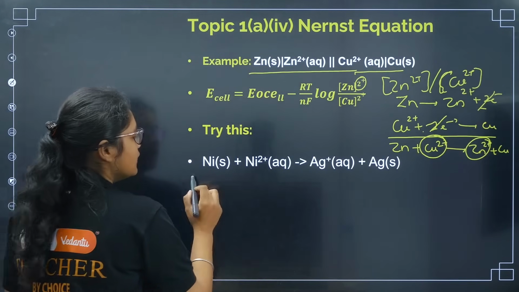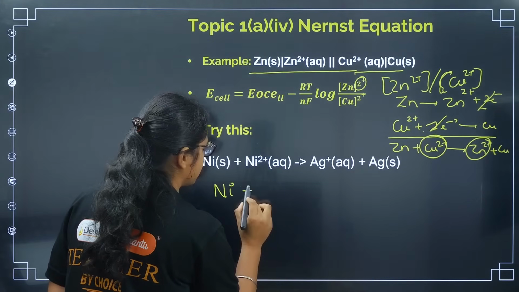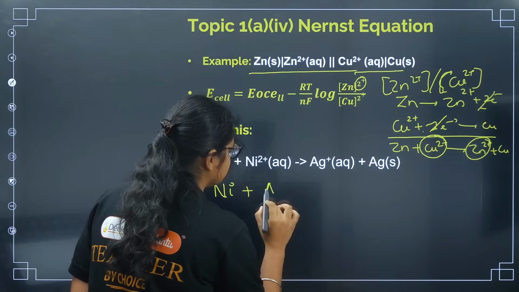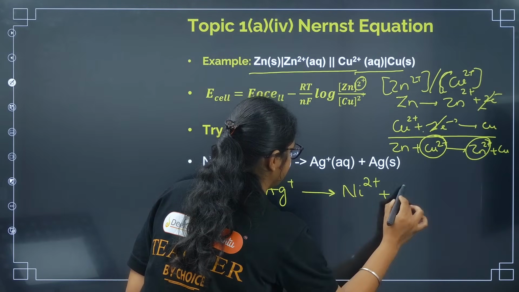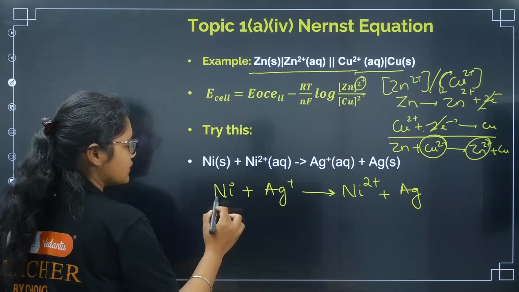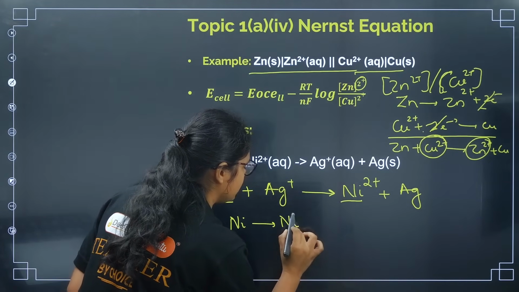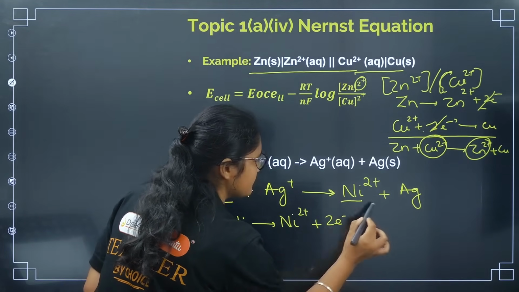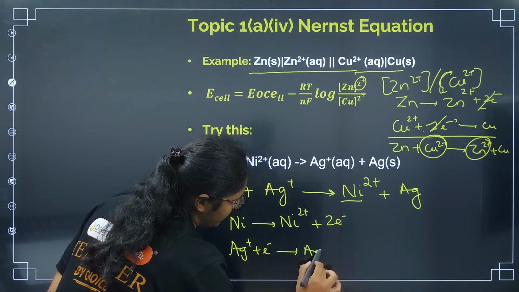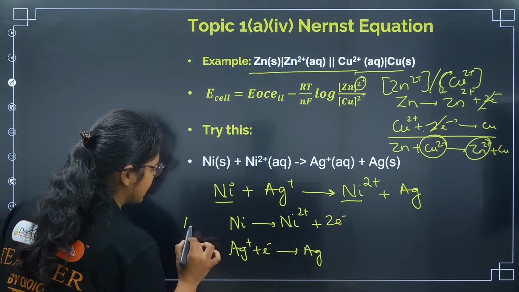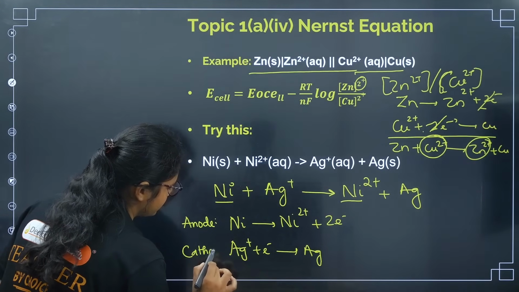Now let us do this one. I'll write this reaction again: Ni plus Ag+ gives Ni2+ plus Ag. Now what is the oxidation reaction? Ni is getting converted to Ni2+ plus 2 electrons. Silver is getting converted from Ag+ plus 1 electron to Ag, right? Ni is undergoing oxidation, so this is the anode reaction. And Ag+ is undergoing reduction, so it is the cathode reaction.